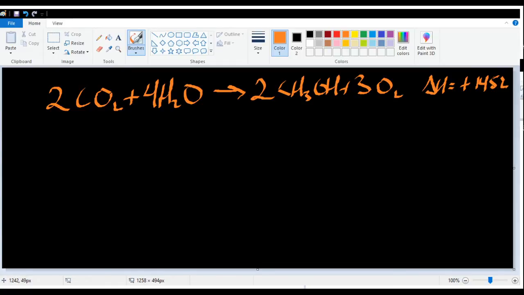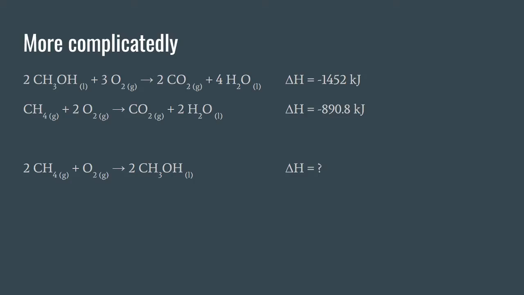Our other reaction also needs to change. Take a look. One methane plus two oxygens yields CO2 and 2H2O. So the methane's in the right place. Methane on the reactant side, methane on the reactant side. The problem is the number. We need two methanes in our final resulting reaction. We only have one up here. So we're going to need to double this reaction. So we hop back over here.